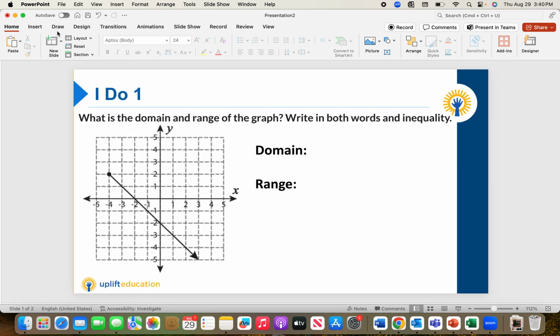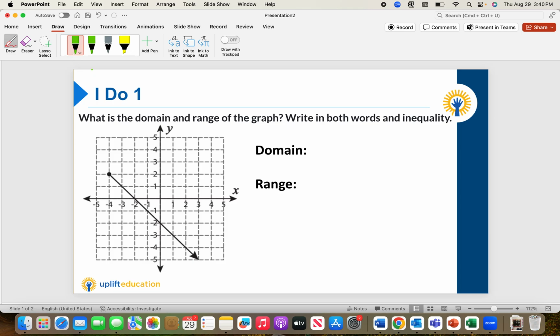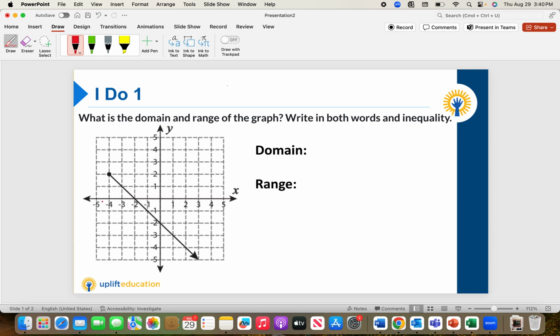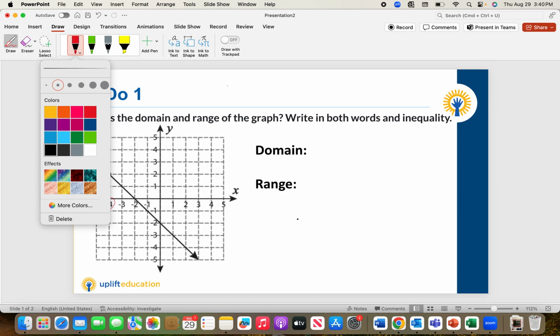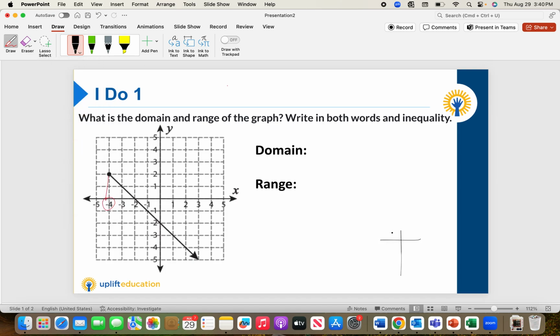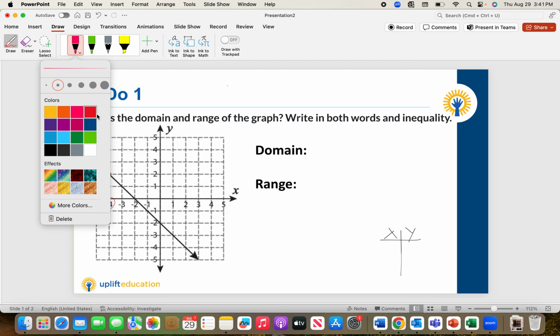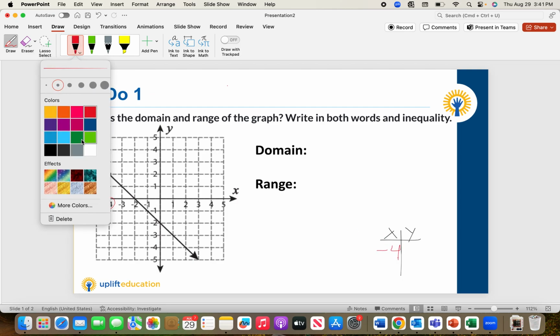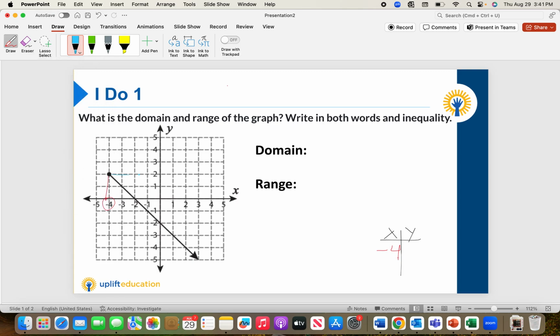All right, awesome. So let's go ahead and get started. We're going to do our domain here in red. I know if I make myself a table, we're going to start off with that. Always make a table. Notice we only have 1 point today. So our table for our domain is at -4, and on our range, it's at +2.